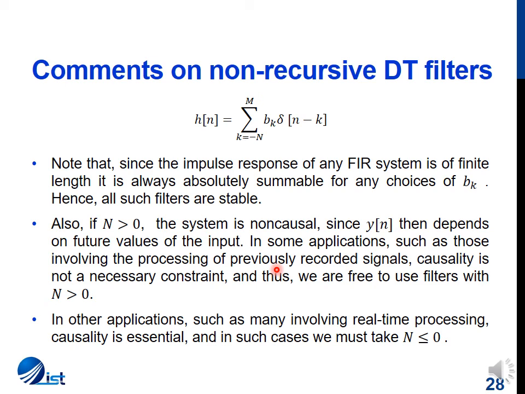But for some applications, such as where the data stream is already recorded, such as recorded sound or an image, causality is not a necessary constraint, and thus we can freely use such filters. However, in many applications, such as those in real time, where you want the output as soon as the input is ready, causality is essential, and for such cases we must take n less than or equal to 0, or the lower end of the summation sign starts with a positive value. Minus n becomes plus n.